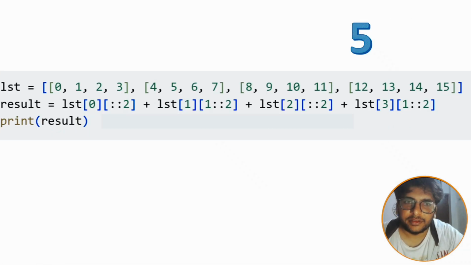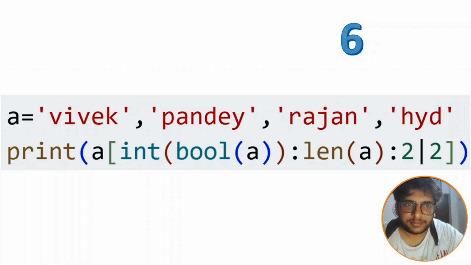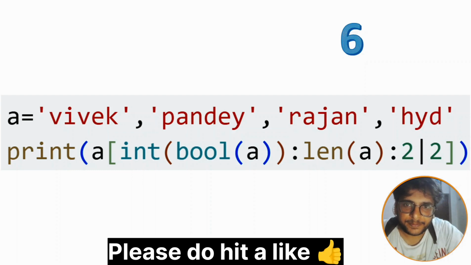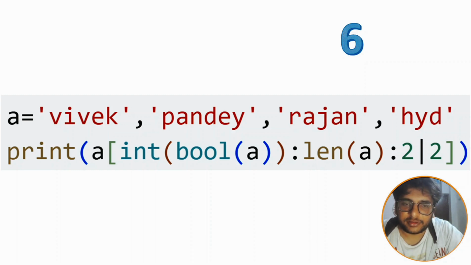Now here is the fifth one, and in this I have taken a nested list, and you have to do the same thing. Now, the sixth one. This is also an example of slicing, but here the parameters I have taken are of different data types. So you know what int and bool do. It will not be very difficult for you to find the answer.